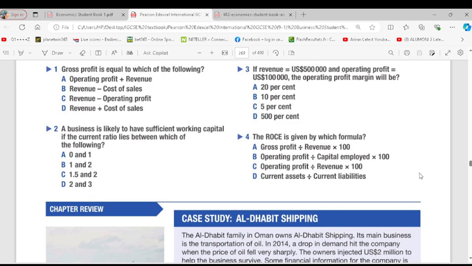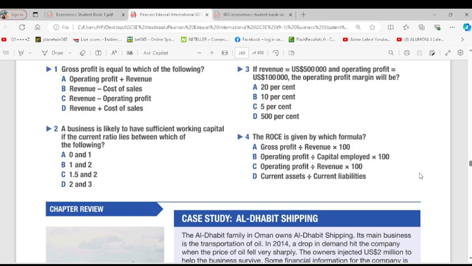A business is likely to have sufficient working capital if the current ratio lies between which of the following? Let me just explain that to you. For the current ratio, sufficient working capital would be from 1.5 to 2. Do you get it? It's from 1.5 to 2. Clear?